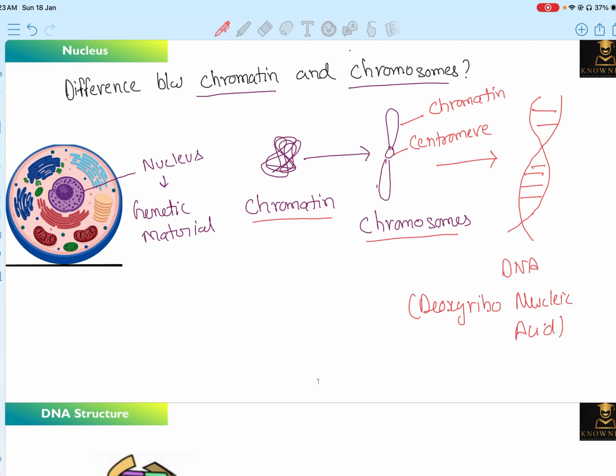And if you remember, in the lower grades we already studied that there are functional segments of DNA. And these functional segments of DNA that you see here are called genes, and genes are responsible for passing the characteristics from one person to another.